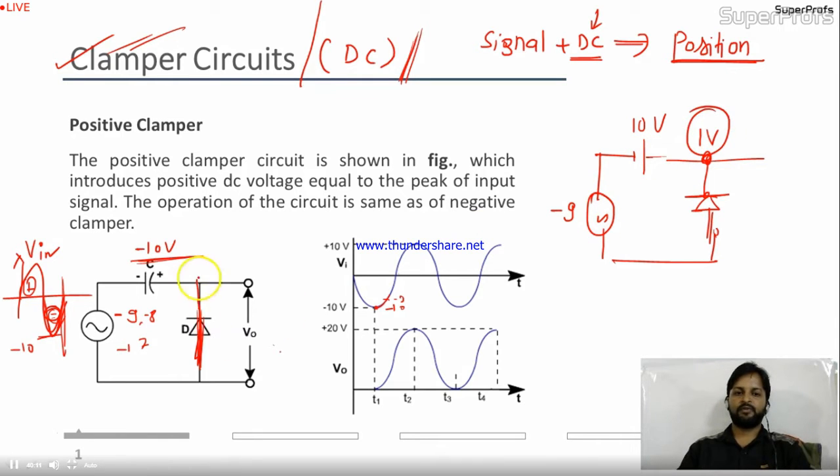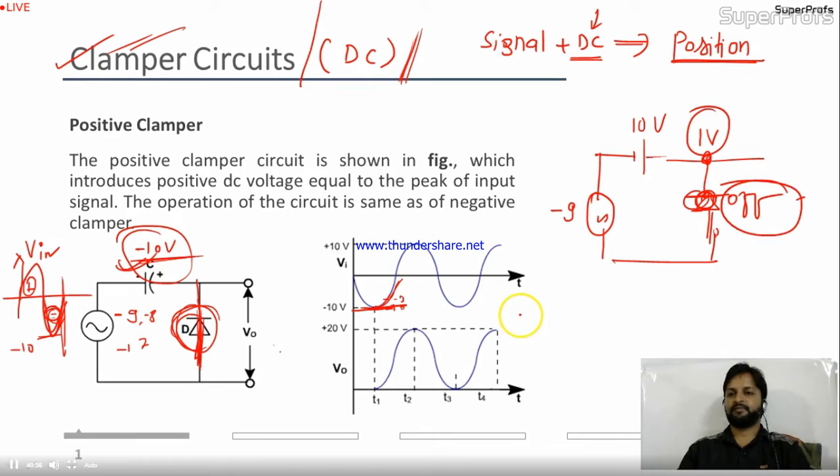Once you have the 1 volt over here, your diode will be in reverse bias. So after reaching minus 10, the diode will be fully charged up to minus 10. And when the input reduces after minus 10, the diode will be off now from the circuit. Why will the diode be off? Because the diode is coming to reverse bias immediately.